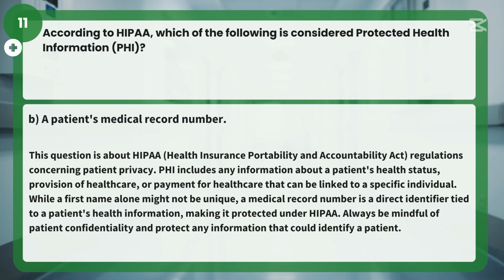Answer: B. A patient's medical record number. This question is about HIPAA, Health Insurance Portability and Accountability Act, regulations concerning patient privacy. PHI includes any information about a patient's health status, provision of healthcare, or payment for healthcare that can be linked to a specific individual. While a first name alone might not be unique, a medical record number is a direct identifier tied to a patient's health information, making it protected under HIPAA. Always be mindful of patient confidentiality and protect any information that could identify a patient.